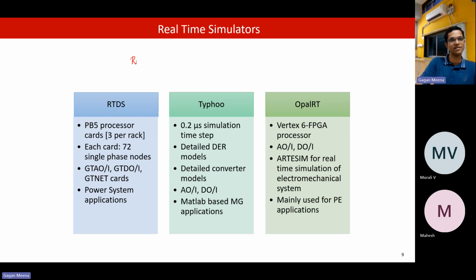So we use these different types of real-time simulators. They are called real-time because they are able to simulate the model within real time, as per the clock speed.